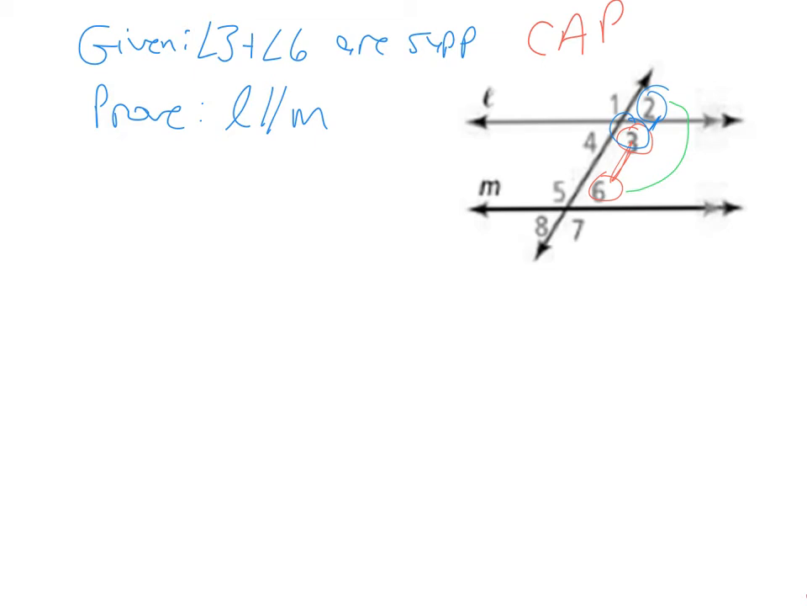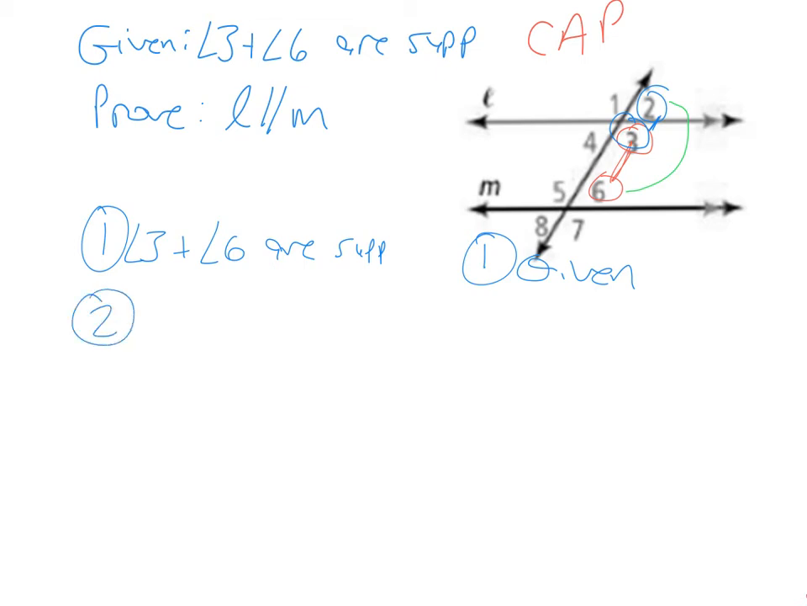Okay, so let me just kind of walk you through how I would start this. Okay, we start by writing the given, so angle 3 and angle 6 are supplementary. Okay, that was the given. It's a sloppy G there, but that's supposed to be a G. Okay, I want to say that angle 2 and angle 3 are supplementary, and that's because they are a linear pair, so the linear pairs postulate.